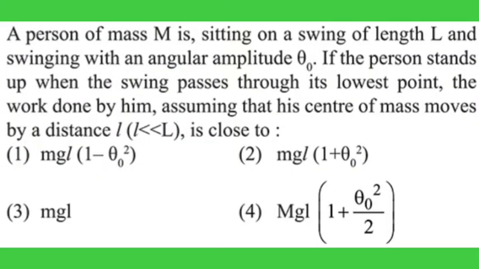Next question. A person of mass m is sitting on a swing of length L and swinging with an angular amplitude theta naught. If the person stands up when the swing passes through its lowest point, the work done by him, assuming that his center of mass moves by a distance l, is close to. The options are 1) mgl(1 minus theta naught square), 2) mgl(1 plus theta naught square), 3) mgl, 4) mgl into bracket 1 plus theta naught square by 2.